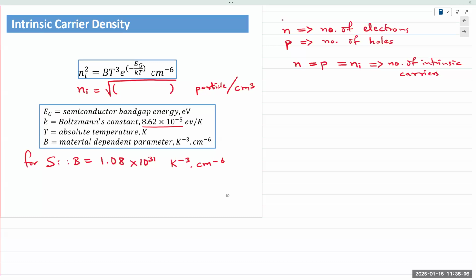It's a product of P and N. So the question being asked is, what is Ni square? Ni square is the product of P and N. Yes. So the question being asked is about this. No, this E is the exponent, E raised to minus Eg over KT. The exponent.